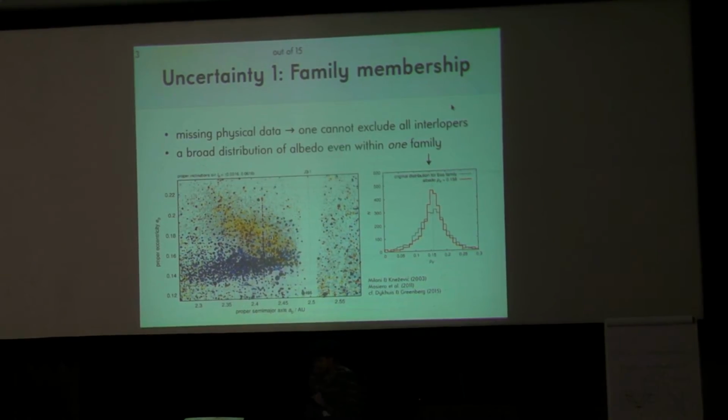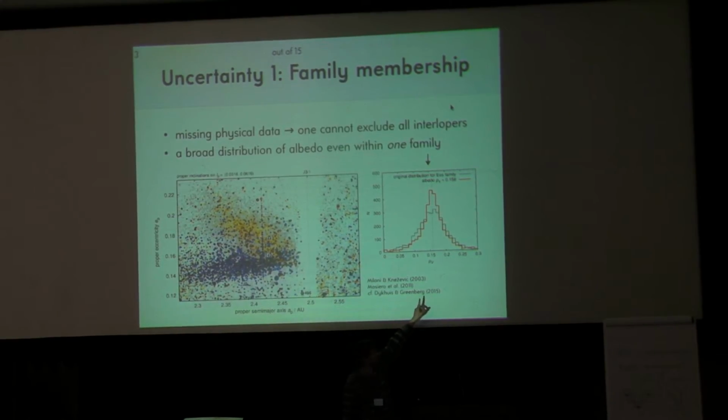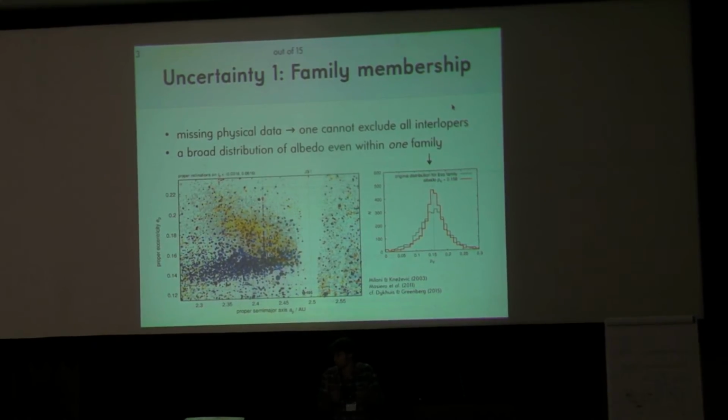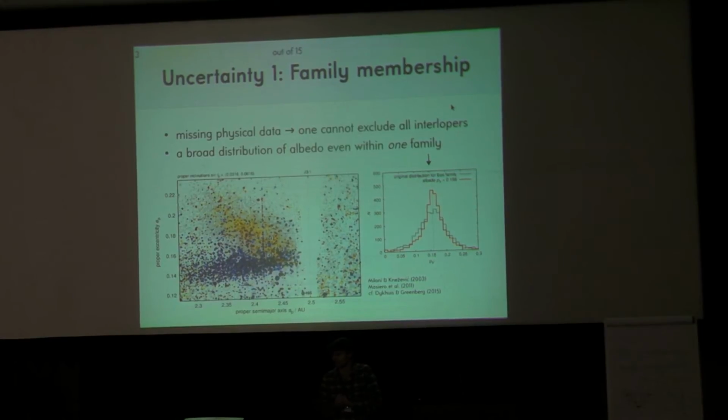And what is even worse, in the plot right here, even with physical data available, you can plot the geometric albedo, a histogram of the number of objects, for the Eos family. This distribution is still consistent with an assumption of a fixed albedo. Okay? These uncertainties are simply photon shot noise present in infrared data. So even for a fixed albedo, you would end up with a very broad histogram, which is overlapping between all different families.